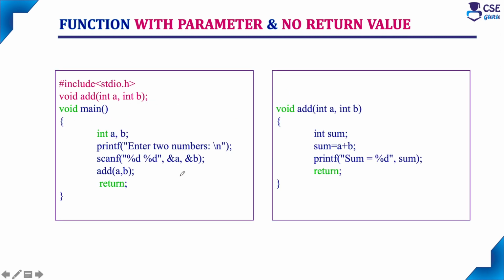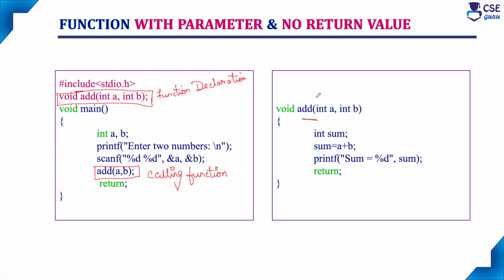So the example here is the same addition of two numbers we have used along with arguments. This is the header file, and this is the function declaration. And this is the function call, that is the calling function. And this is the called function.